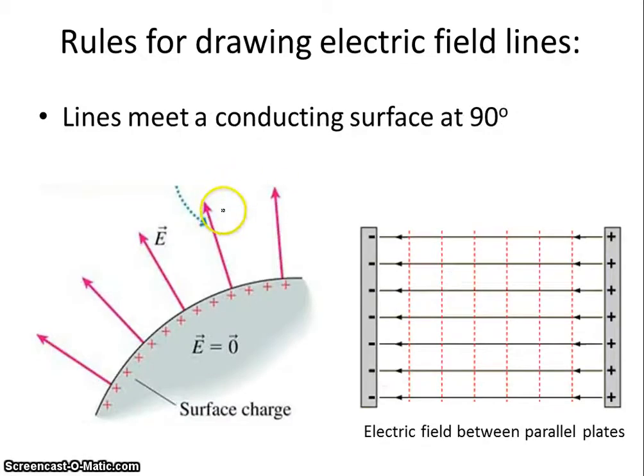The fourth and last rule is that the lines always meet the surface of a conductor at 90 degrees. So if I were to draw 90 degrees here, all of these electric field lines emanating from this charged surface are meeting it at 90 degrees, even though the surface is curved. If I had two parallel plates, my electric field lines would still point positive to negative, but they would still meet the surface of both conductors at 90 degrees.